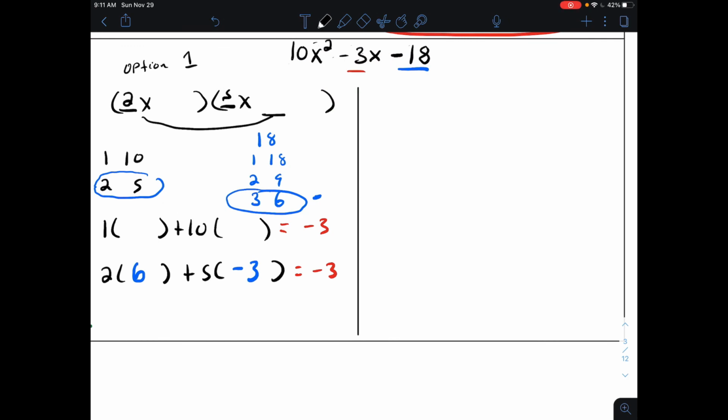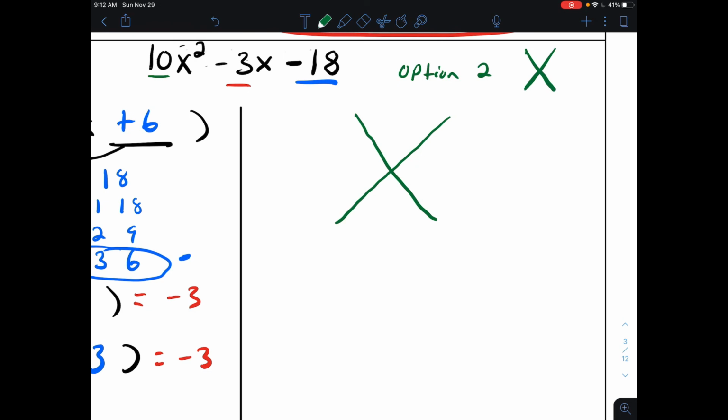Now that 2x has to multiply to what's in the other parenthesis, so that 2 has to multiply to a positive 6. That 5 has to multiply to a negative 3. And we get that factored form by guessing and checking. All right, option 2 is that x method.